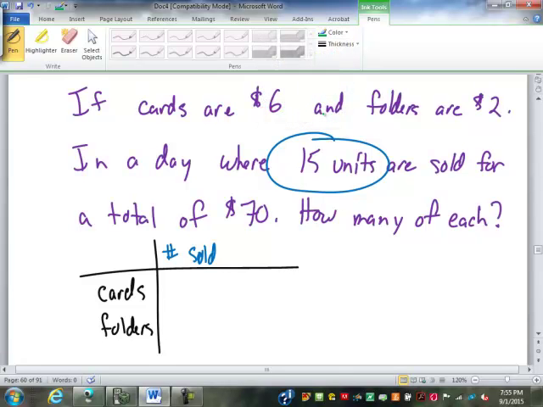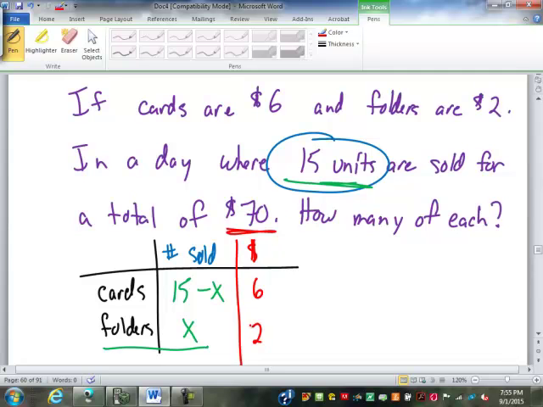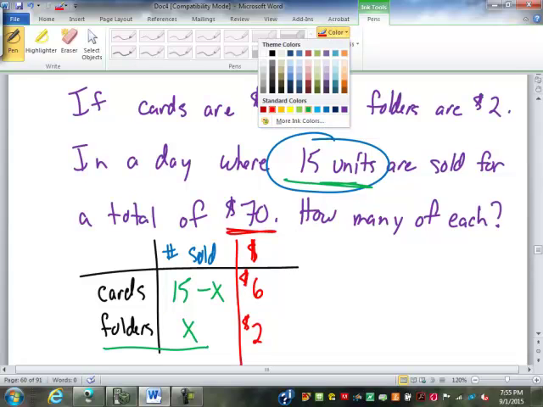So if we let the number of folders sold be X, the other number has to be the total minus that. So 15 minus X. However many folders I sold, I subtract that from the total of 15 to get the number of cards sold. But here I don't have the total number of units. I have a dollar amount. So I have to put in my dollars, which is $6 each for cards and $2 each for folders, and convert those numbers sold into dollar amounts.